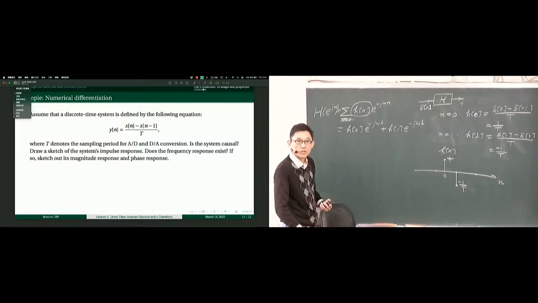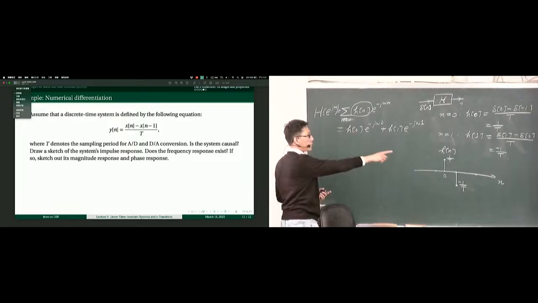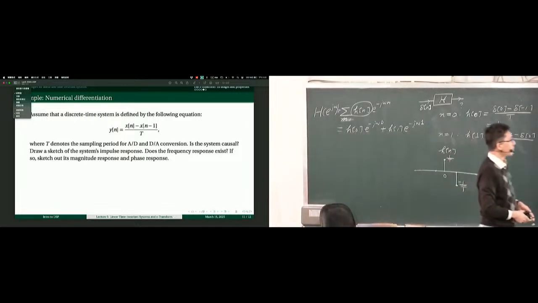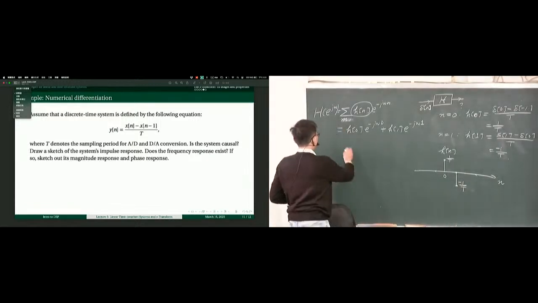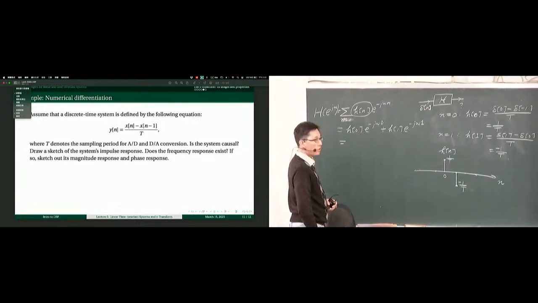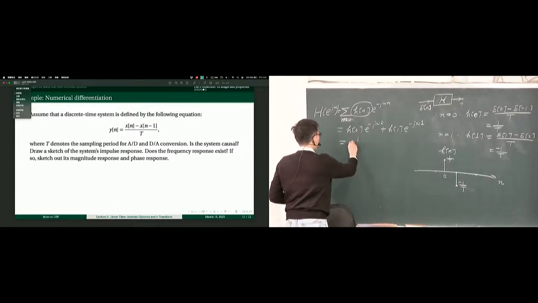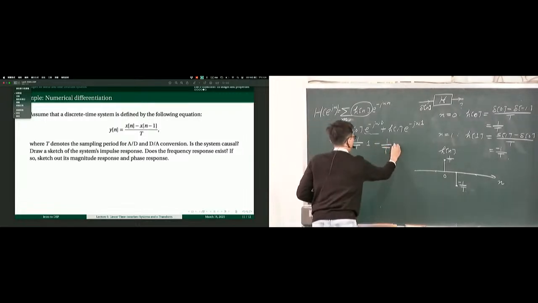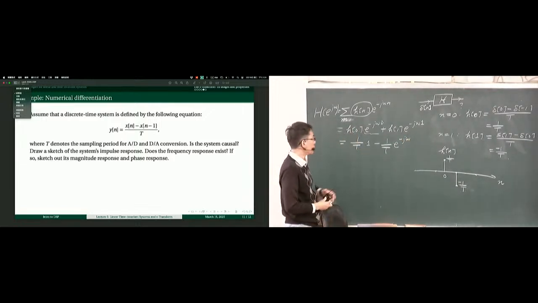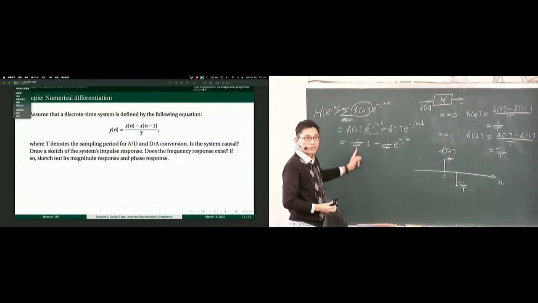We are not doing an infinite sum here. So my answer to the second question, does the frequency response exist? Yes, it exists. Now that we know it exists, let's plug in the numbers. We have 1 over T times 1, plus minus 1 over T times e to the minus j omega. That's the frequency response, a function of omega.